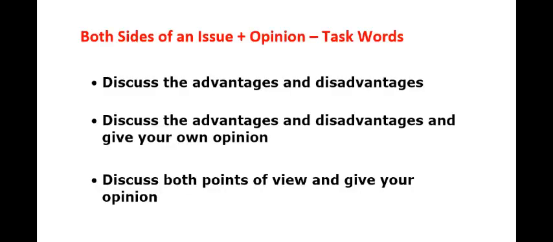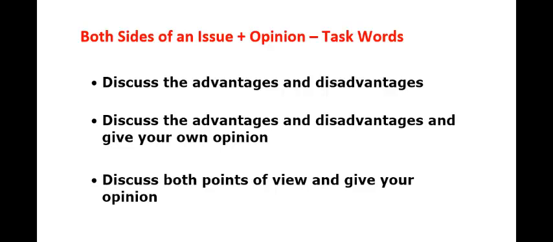Now, you may have remembered in a previous video when I was teaching you how to analyze essay questions, one of the things that you need to look for are task words. And task words simply tell you what you have to do or how you have to write the essay in order to answer the essay question. So the task words for both sides of an issue, plus giving your opinion, are things like these. Discuss the advantages and disadvantages. Discuss the advantages and disadvantages and give your own opinion. And discuss both points of view and give your opinion.